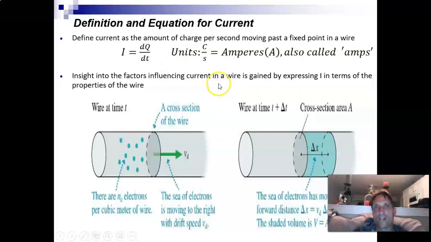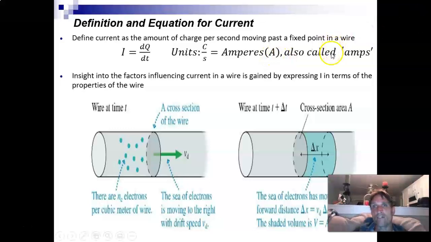So in other words, without a potential difference or an electric field, there's no current. Okay. So we define current as the charge per time. Charge has units of coulombs, time has units of seconds, and we call this unit of coulombs per second an ampere, and we give that the symbol A.